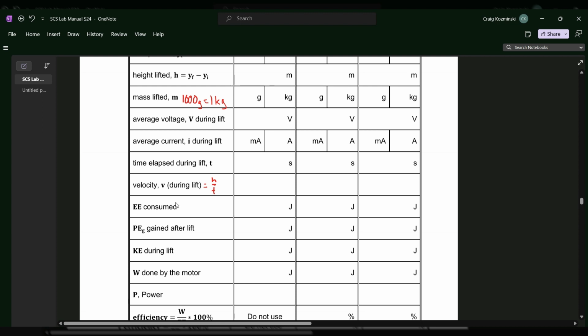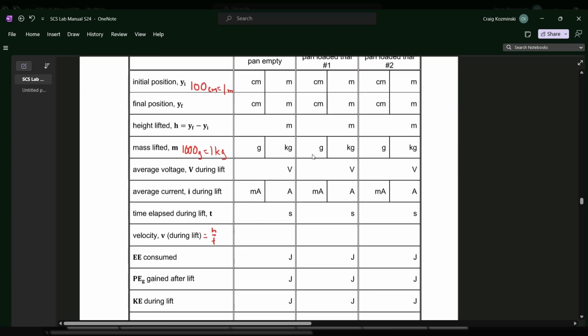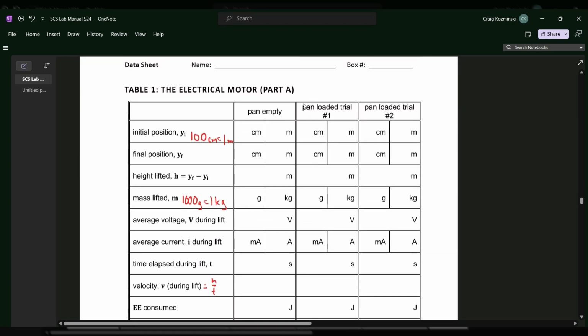So our electrical energy consumed is going to be calculated. You're going to want to record the equations here for electrical energy, potential energy, kinetic energy, work, and power. And then we're going to do this twice. So we're going to do it initially with an empty pan, and then we're going to do it 2 more times with a pan that is loaded with additional weights.